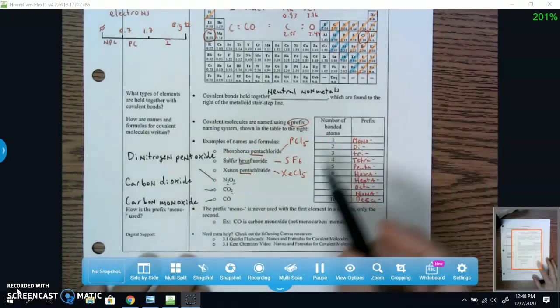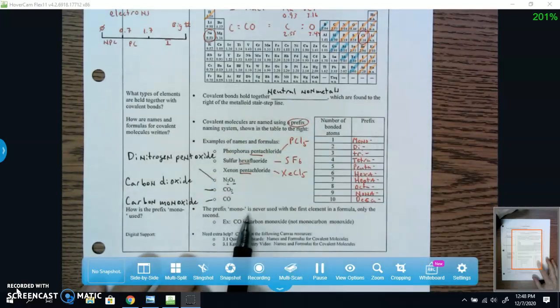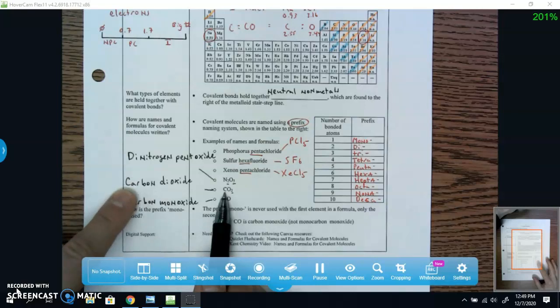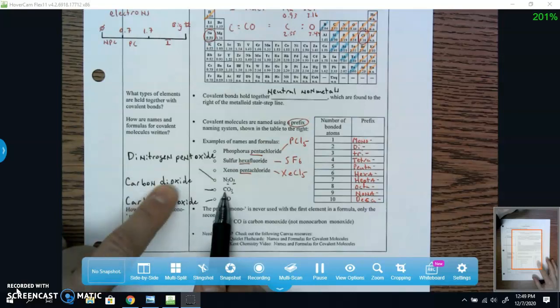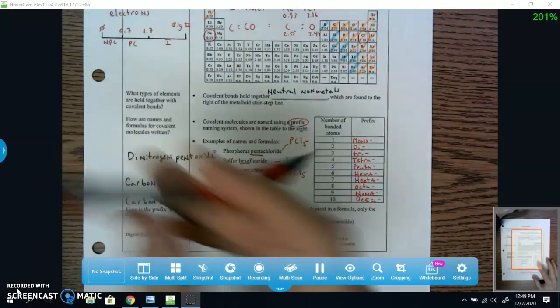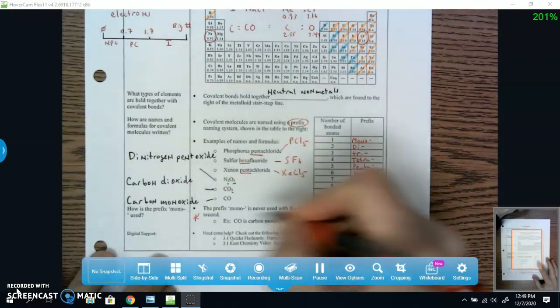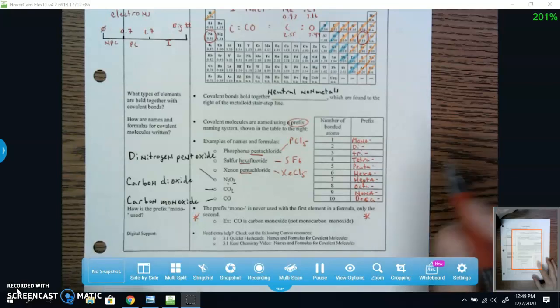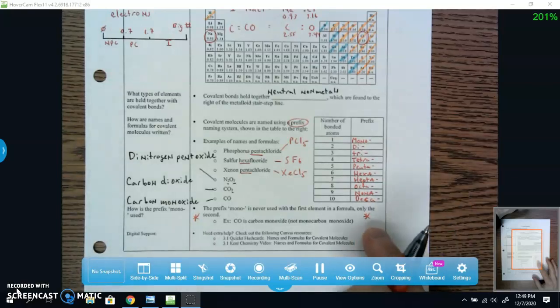Okay. So the note is that the prefix mono is never used with the first element in the formula, only with the second. See how there's only one carbon here? We don't say monocarbon dioxide. We only use the prefix mono if there's one of the second. So this would be carbon monoxide. Okay, I'm going to put a star next to that last thing. It really is the only unusual rule when you're using this prefix naming system to report the number and type of each element in a covalent molecule.